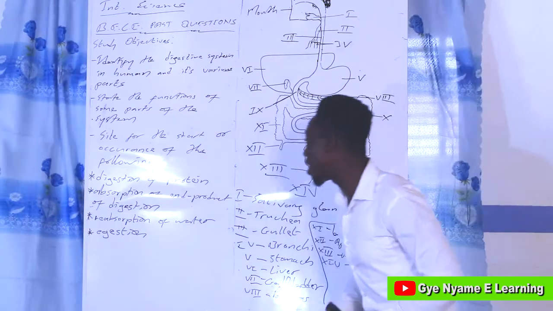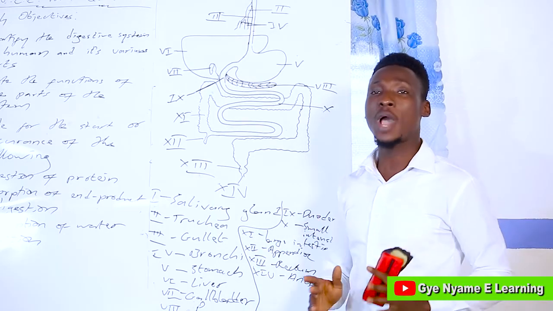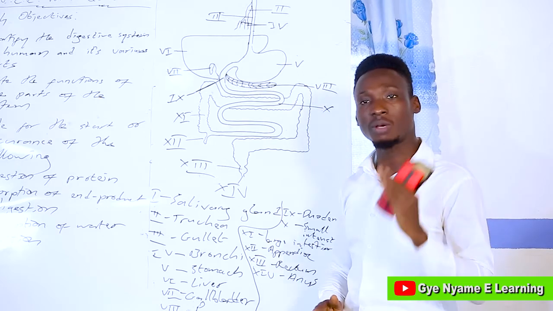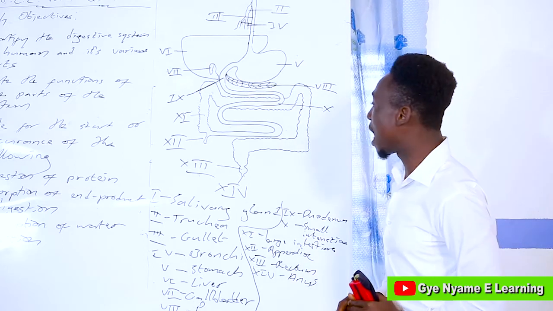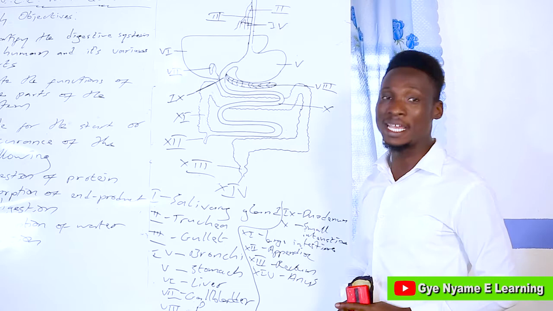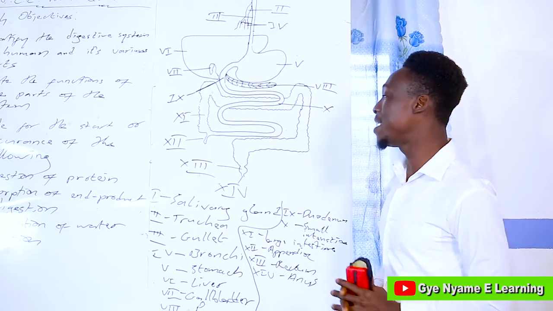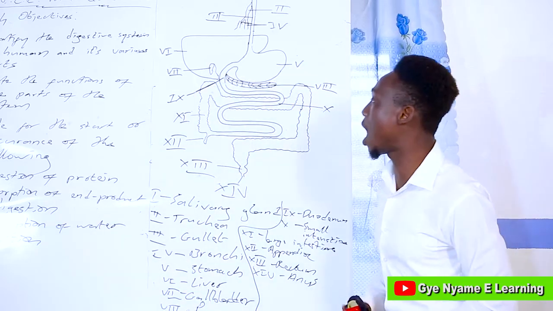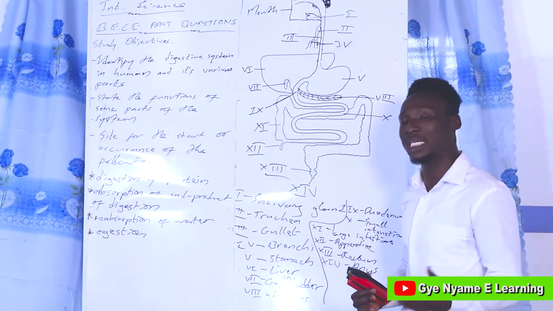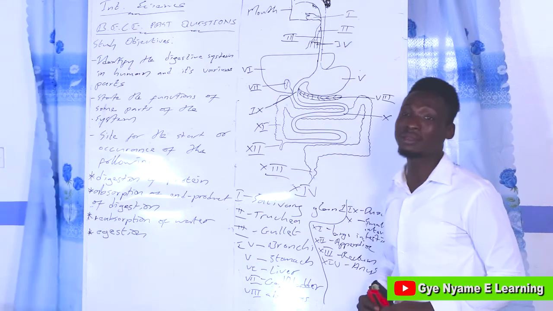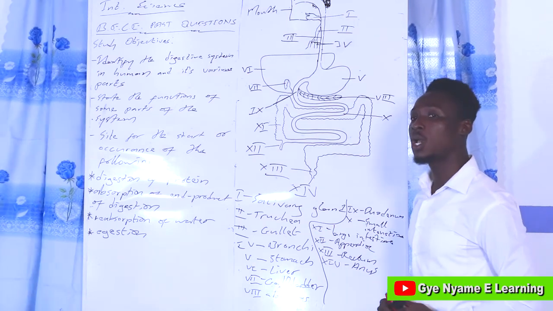The next one is absorption of end products of digestion. Where there is absorption of glucose, amino acid, vitamins and mineral salts, that is nowhere but the small intestine. So absorption of end products of digestion occurs in the small intestine. Then reabsorption of water occurs in the large intestine. So we have water among the undigested food materials, and within these undigested food materials, there is reabsorption of what? Of water.